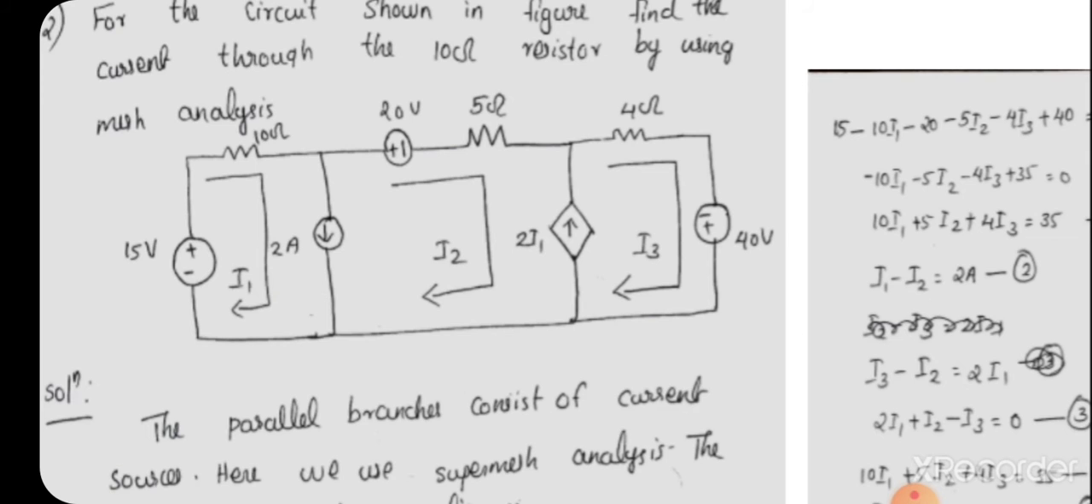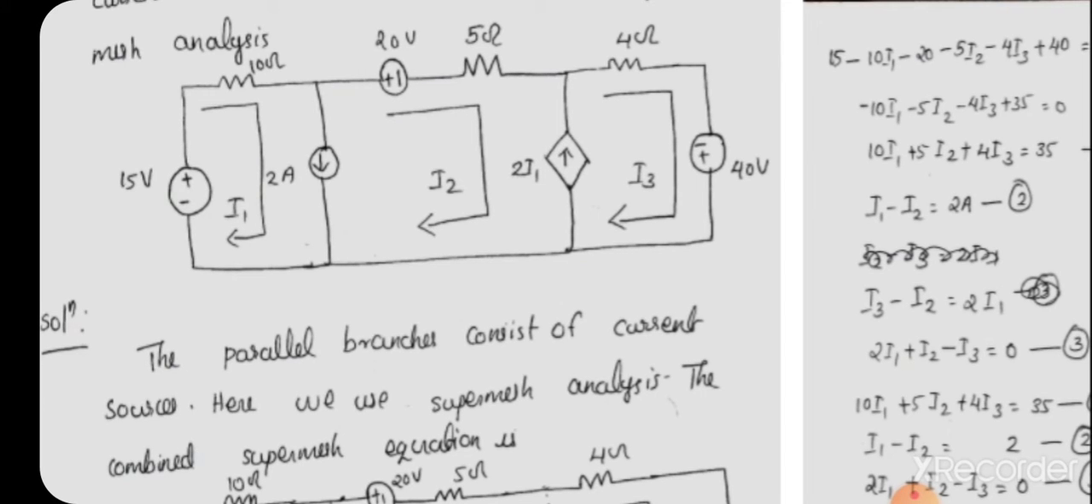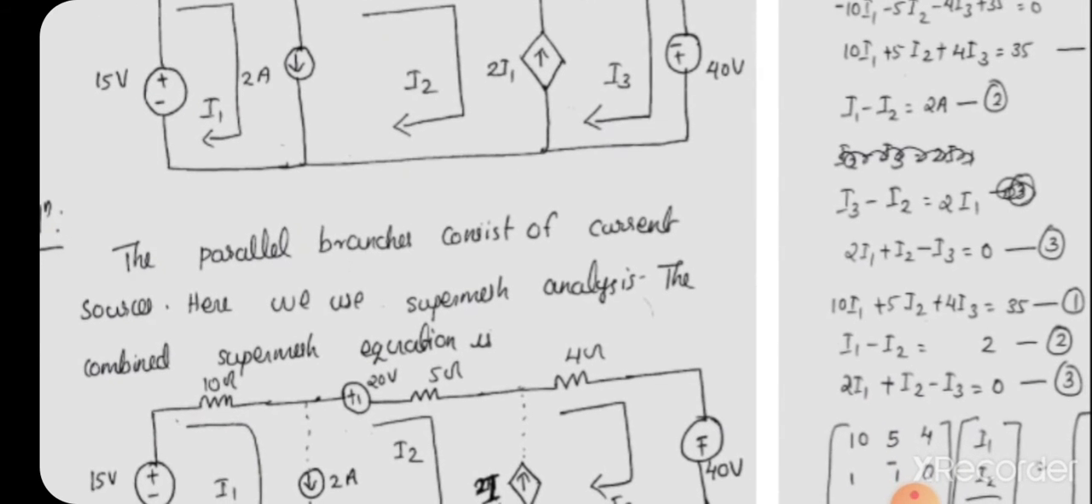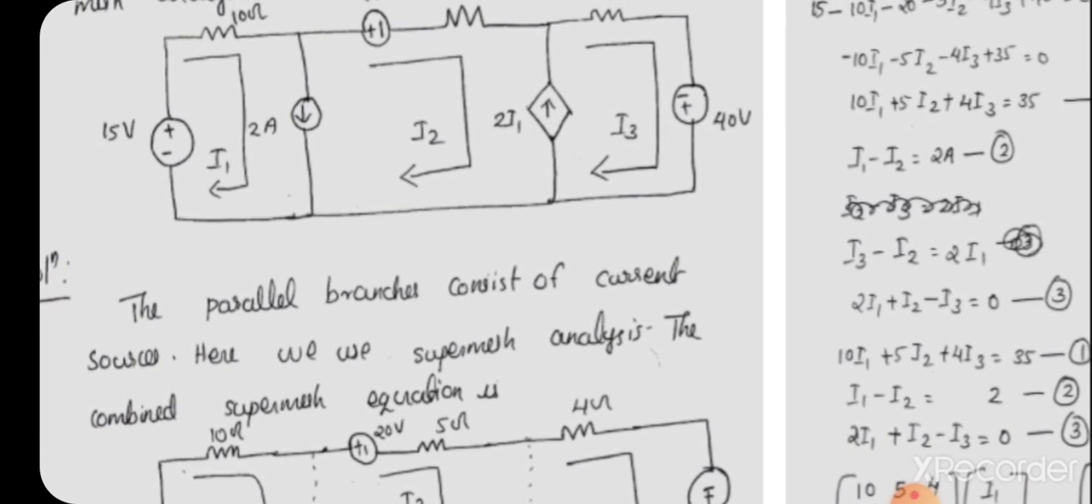Okay, so here you can see that there is a current source in between the branches. Also there is another current-dependent current source in between the branches, so you can go for super mesh analysis. Here it is written that the parallel branches consist of current sources. What are the current sources? A 2 ampere current source and a 2i1 dependent source. So we use super mesh analysis, and the combined super mesh equation is given below.